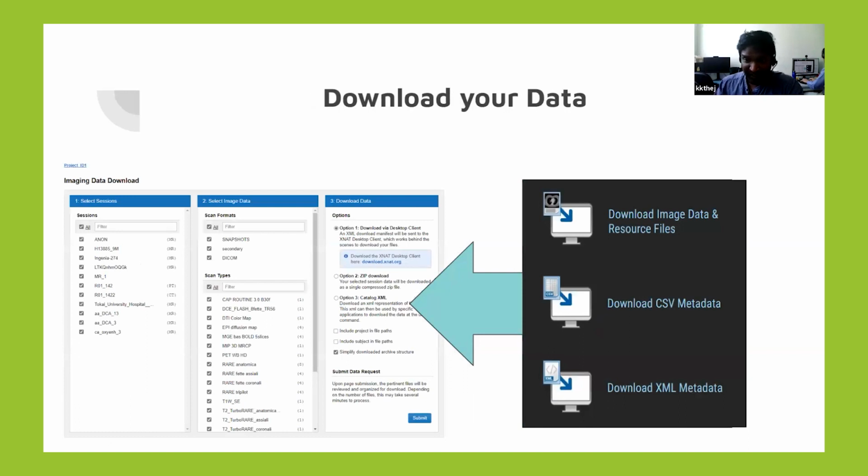After you process your data, you have an option to download the data. These are the steps for how you can download the data. For example, in project ID 1, I have imaging data which has different sessions and different scan types. There are different download options. As you can see on the screen, you can go with the desktop client, you can download it in a zip file, etc. You have XML download as well, the download of metadata.